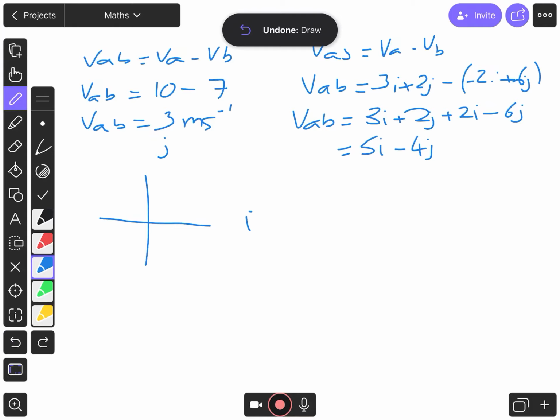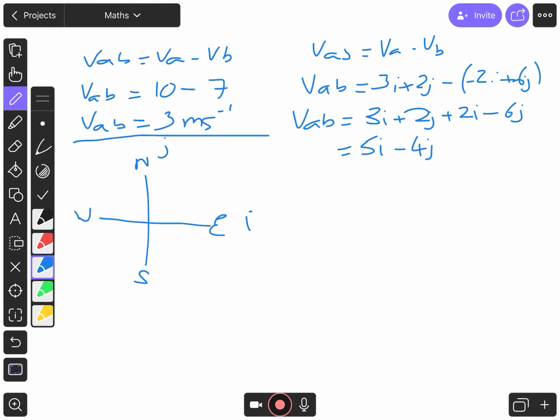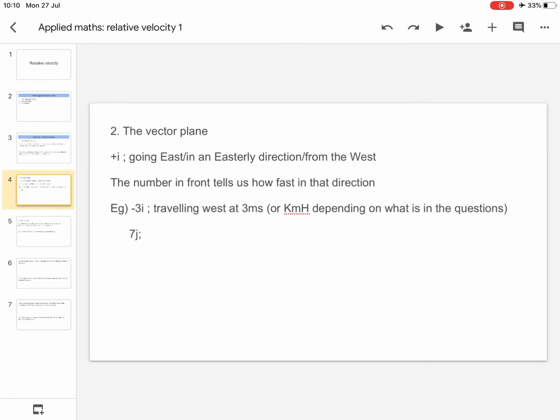When we're looking at this, we're also doing this through a north, south, east, and west kind of thing. So we have north, south, east, and west. There is our i and j plane that we're talking about. Now what they're going to do, if I go back to this here, it says a plus i is when you're going east, or you're in an easterly direction, or it's from the west. So if they tell us that there is a car going 4 meters per second from the west, it means it's going east, so it's going to be a plus i.